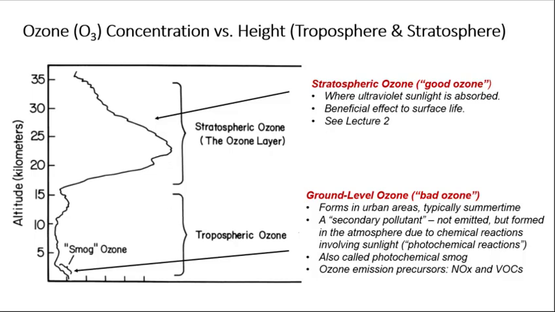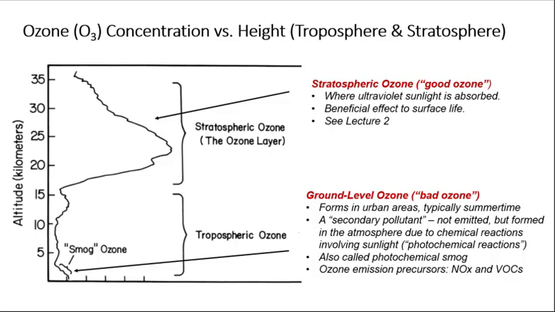Ozone, whether created in the stratosphere, troposphere, or at ground level, is formed photochemically, that is, from chemical reactions with other gases involving sunlight. In the stratosphere, as we learned in Lecture 2, oxygen gas absorbs ultraviolet light, which breaks the molecule into free oxygen. This free oxygen then combines with molecular oxygen, O2, to form ozone.